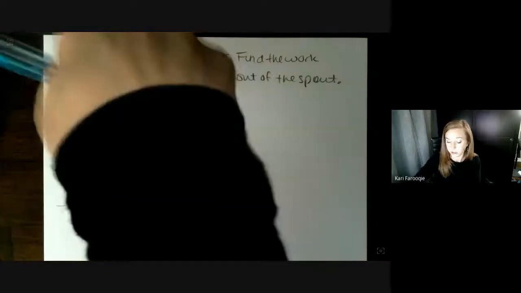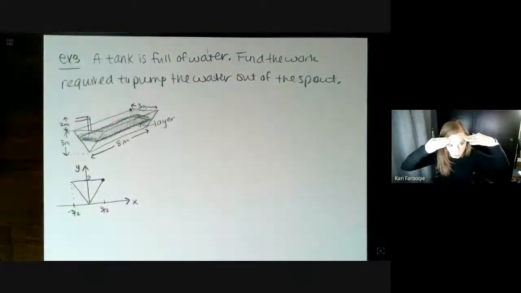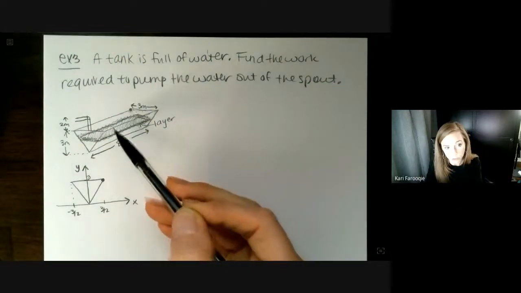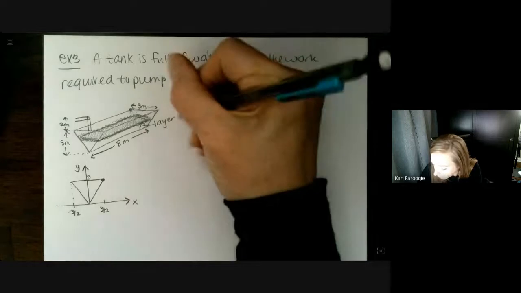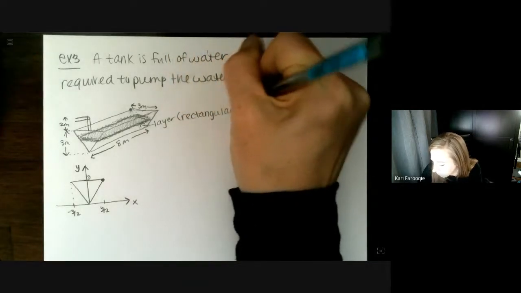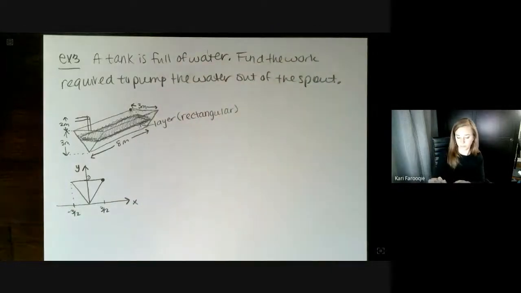Imagine that you're looking down on this shape. So you're above the trough and you're looking down. What you would actually see would be a rectangle. So your layer is rectangular. Okay, so that is key.